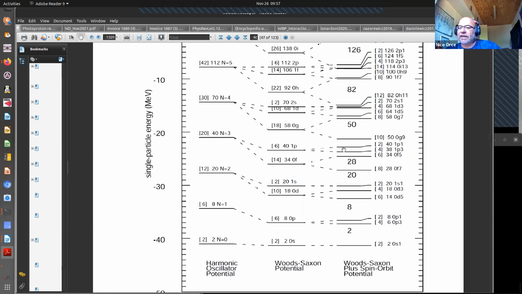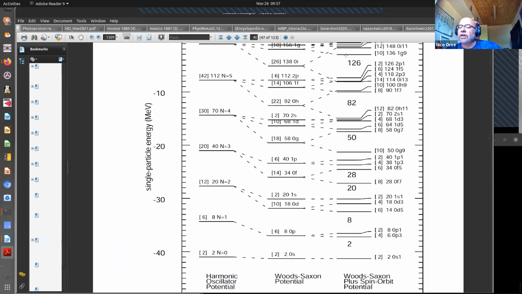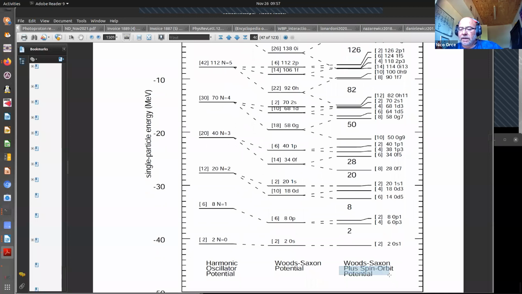But here you have to climb a lot of stairs, so you have this energy gap here, which makes the nuclei which fill up this last orbit or shell particularly stable, right? So these are the magic numbers, and they are reproduced once we introduce the spin-orbit interaction. This is a Woods-Saxon plus spin-orbit interaction, but we can also do the harmonic oscillator potential plus the spin-orbit interaction.